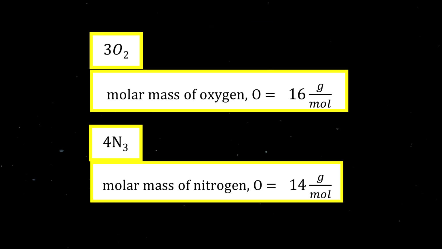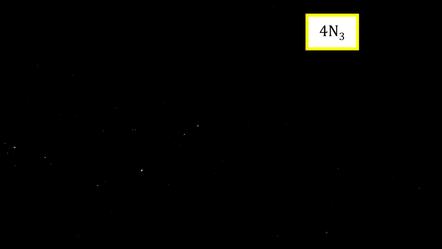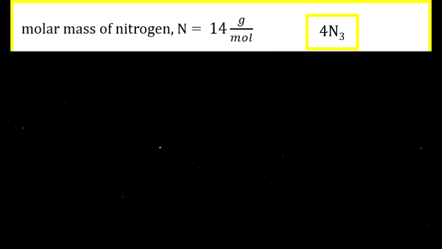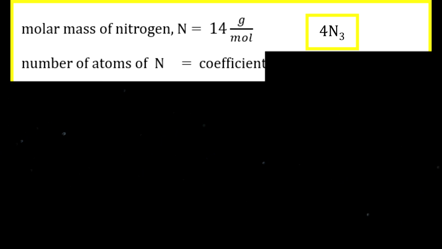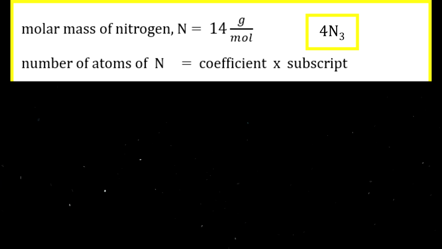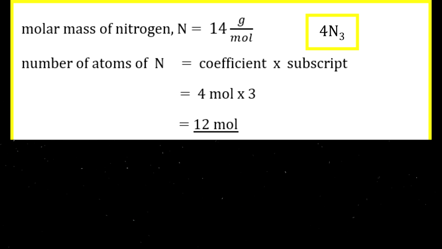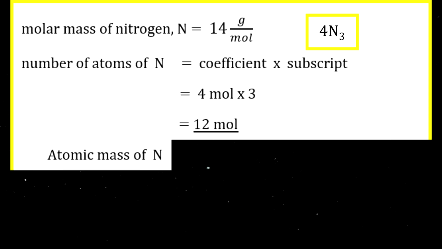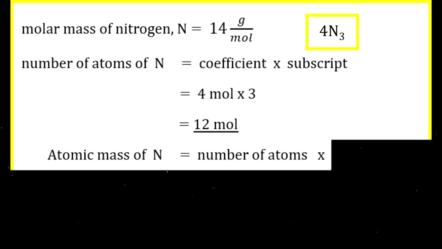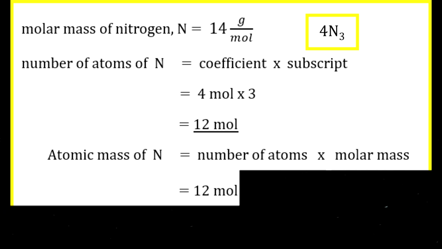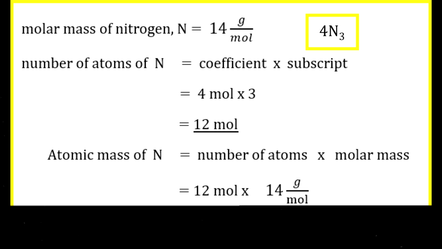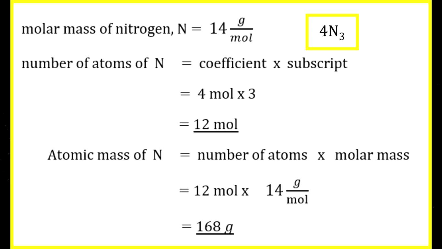Then for number 2, we have 4 molecules of dry nitrogen, or we call this acid. The molar mass of nitrogen is 14 grams per mole. To get the number of atoms, we simply multiply the coefficient by its subscript. That is 4 times 3, we get 12 mole of nitrogen. And then to get the atomic mass of the nitrogen, we multiply the number of atoms, which is 12 mole, and the molar mass is 14 grams per mole. We get 168 grams since the mole unit will be cancelled out.